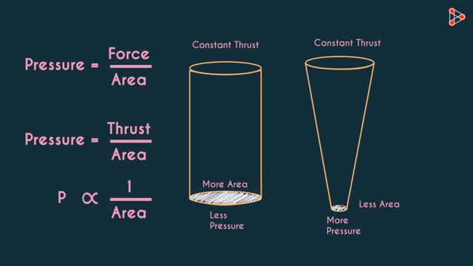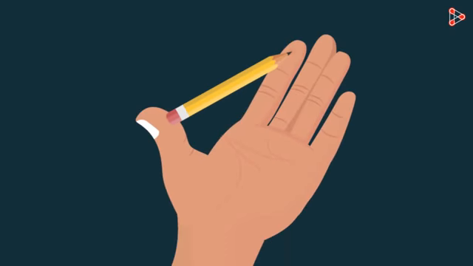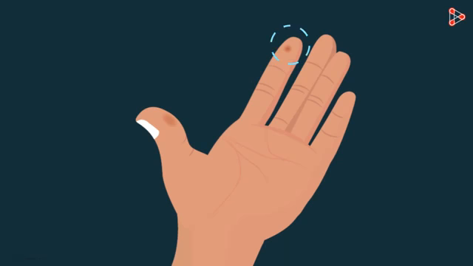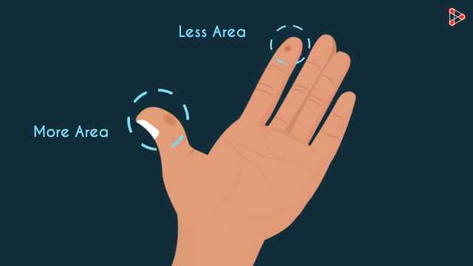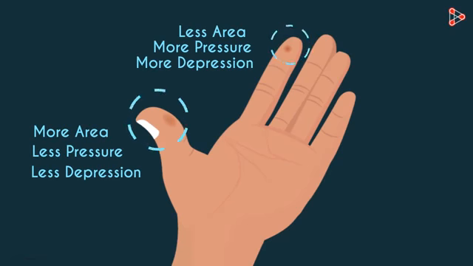Now we can understand the two situations in terms of this formula. What happened in the first situation? As we apply an equal force from both ends, then as per Newton's third law, the pencil will also apply an equal and opposite force on the fingers. But the depression was more on the index finger. That's because the area on which the tip of the pencil applies a force is lesser as compared to the area on which the other end of the pencil applies a force. As the area is lesser, the pressure is more. And that's why the depression is more.